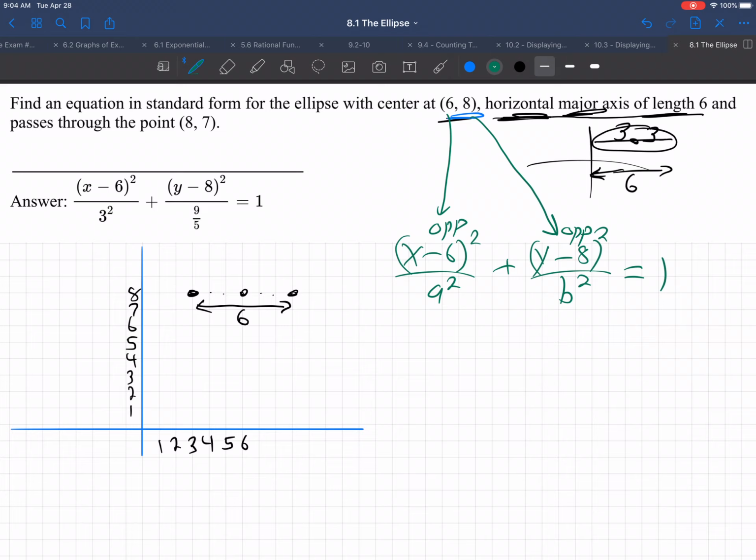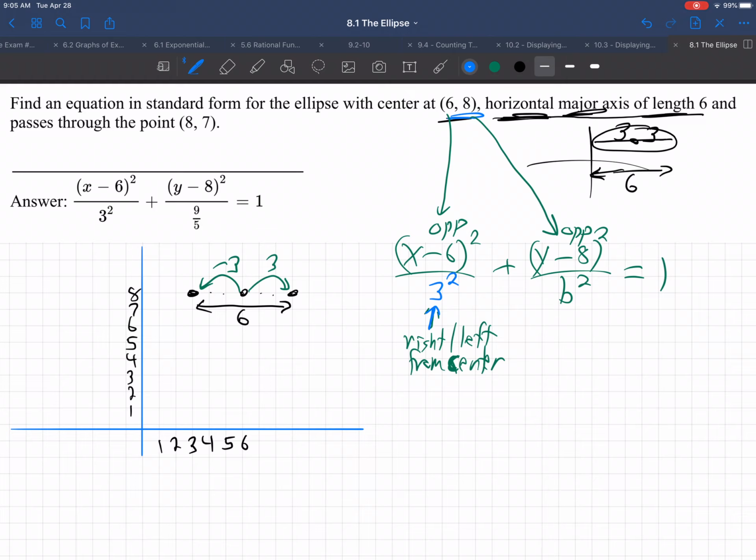Do we know the a? What is a? It's underneath x. So it's how far right, left from the center. Remember, a and b are always how far from the center. So how far to the right? 3. How far to the left? Negative 3 from the center. So that must be 3, so we can put that in. This must be 3 squared.